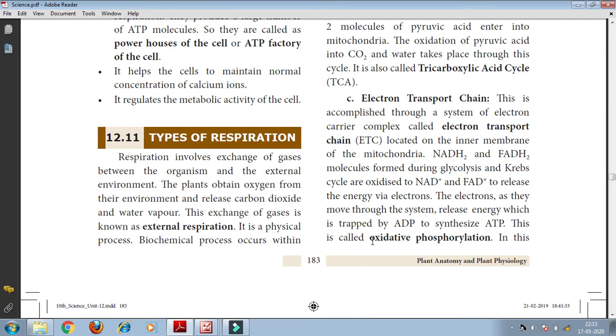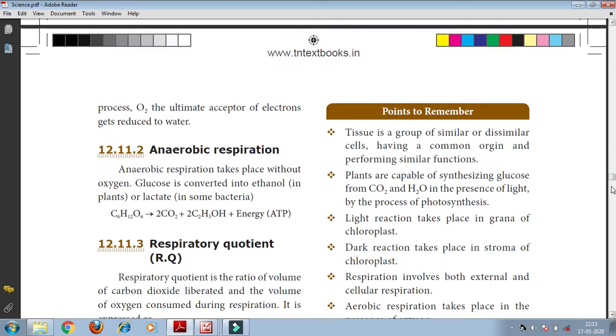This is called oxidative phosphorylation. This is a very important term. To synthesize ATP, we have the term oxidative phosphorylation. In this process, oxygen, the ultimate acceptor of electrons, gets reduced to water.